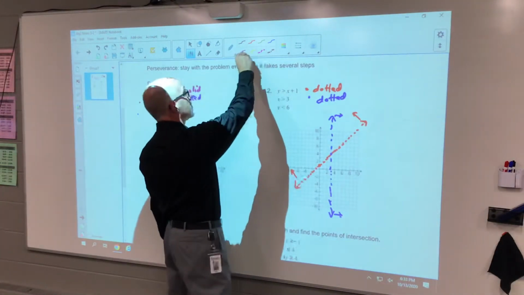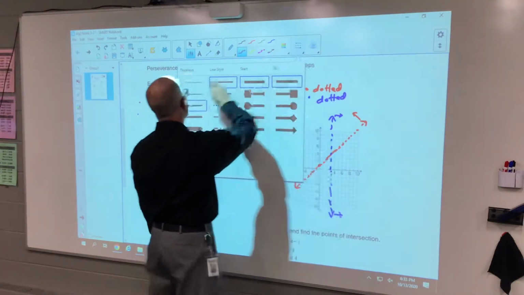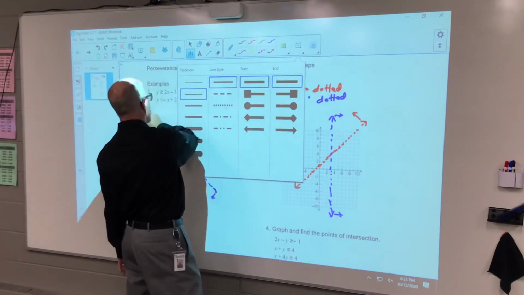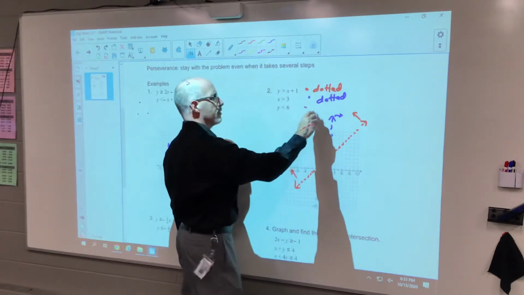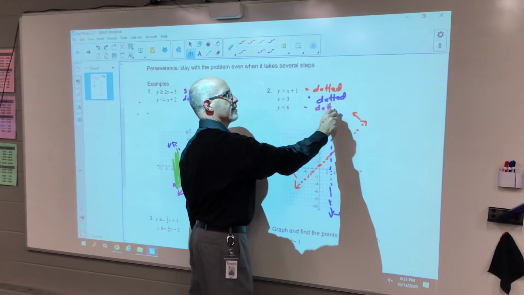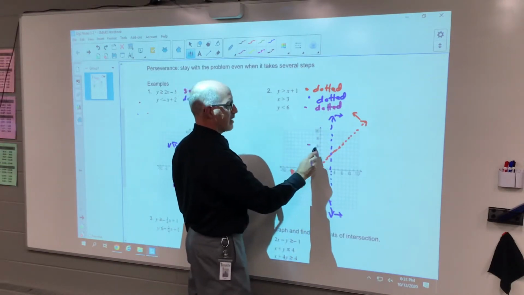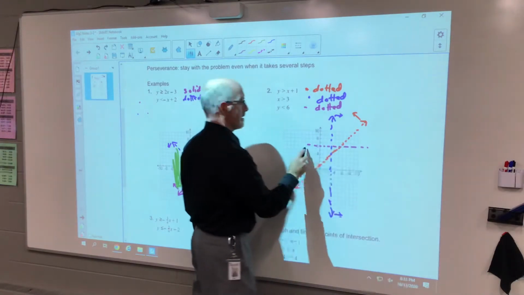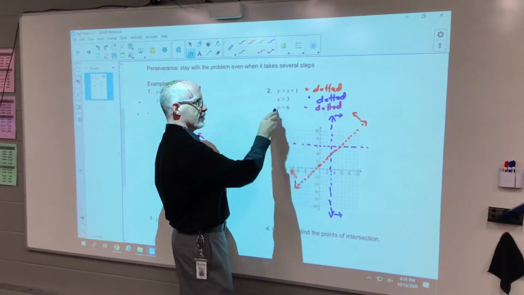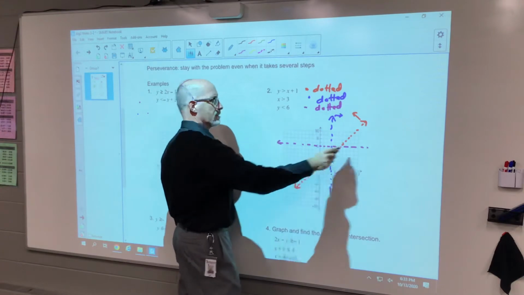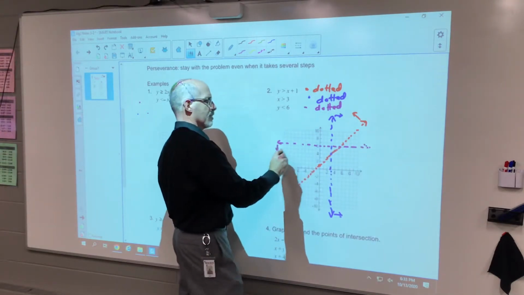And lastly, let's do the y is less than 6. So my graph will do that in purple. This will be dotted. So I'm going to start at 6 up here. I'm going to make a dotted line. And if I put in 0, is 0 less than 6? It works. So that's shading below it.